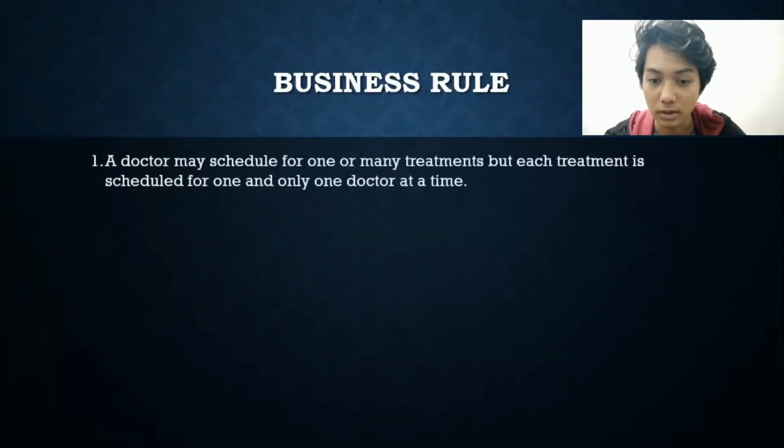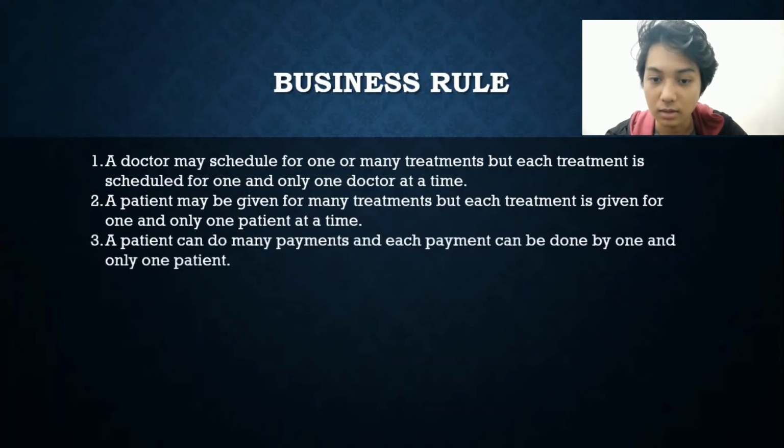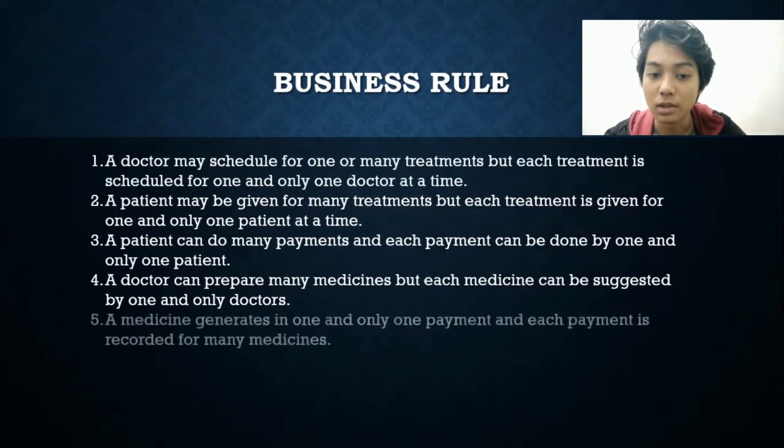First, a doctor may be scheduled for one or many treatments, but each treatment is scheduled for one and only one doctor at a time. Second, a patient may be given many treatments, but each treatment is given to one and only one patient at a time. Third, a patient can make many payments, and each payment can be made by one and only one patient. Fourth, a doctor can prepare many medicines, but each medicine can be suggested by one and only one doctor.